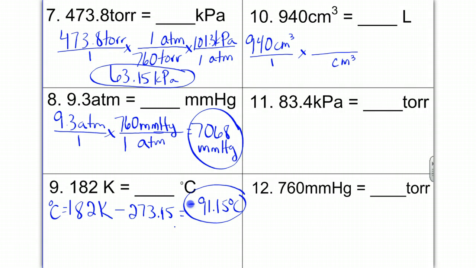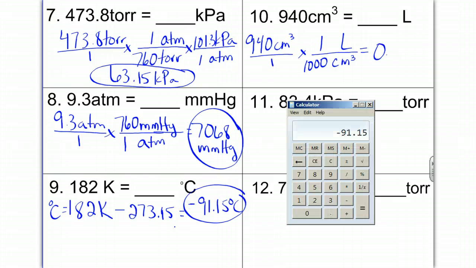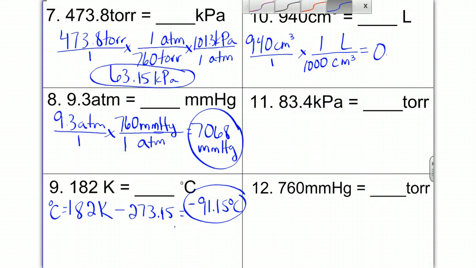Number 10, 940 centimeters cubed over 1. We can go straight from centimeters cubed to liter because 1 liter equals 1,000 centimeters cubed. And so that's going to give me 940 divided by 1,000, which equals 0.94 liters.